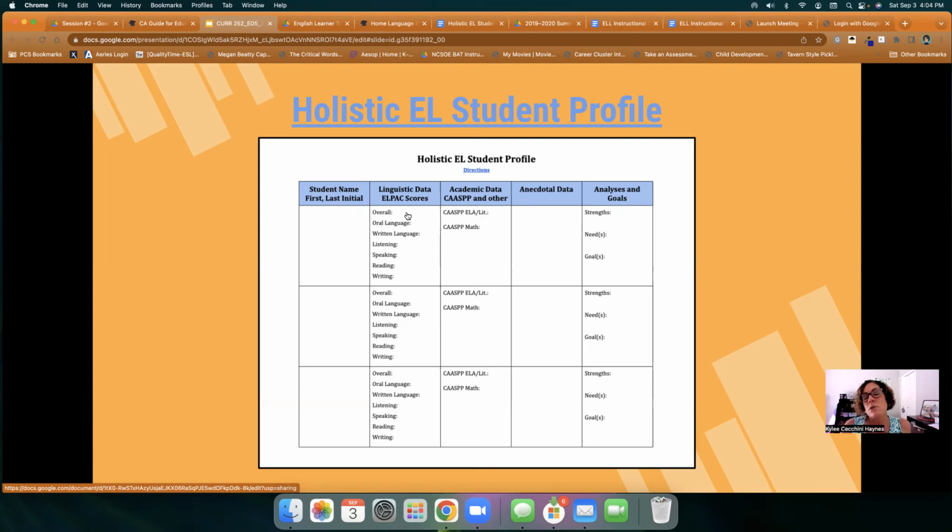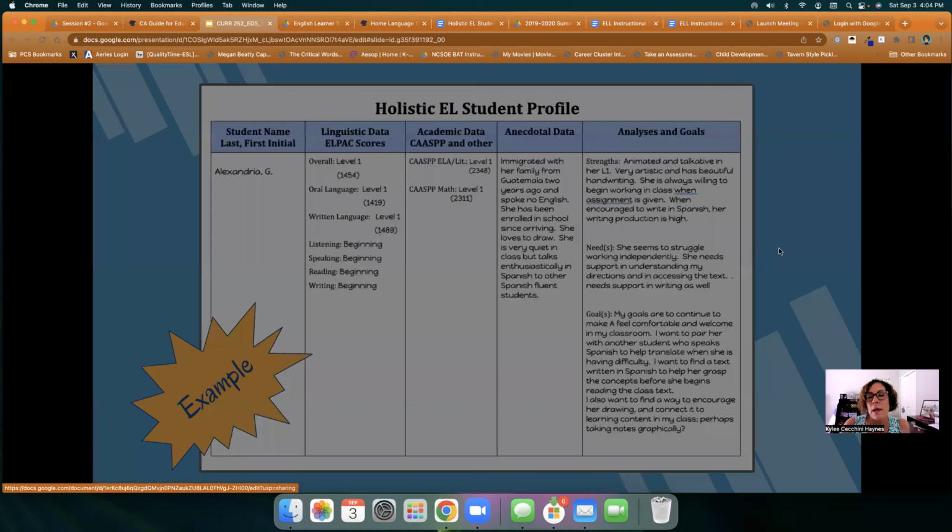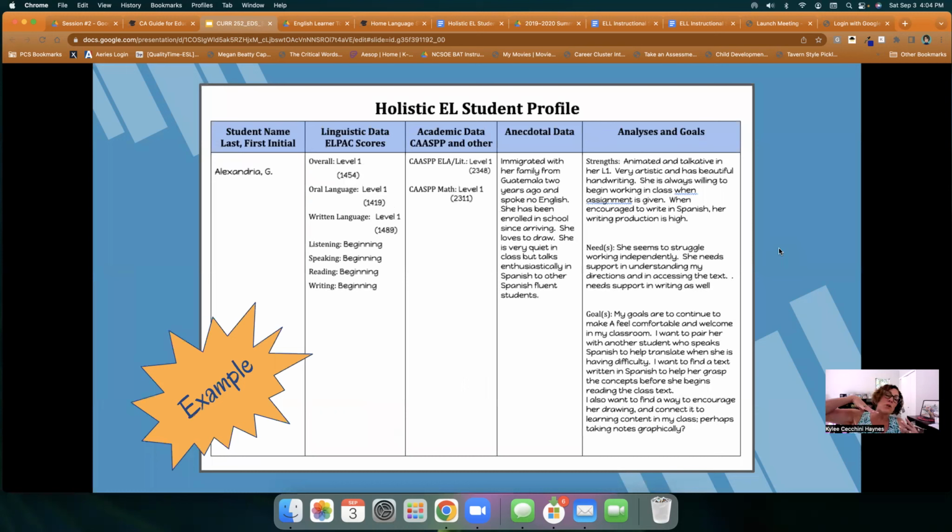All right, then I would also need to get the CASP data for Alexandra, her English Language Arts CASP score, and then her math score. All right, and then anecdotal data and analysis. So on this next slide, I've done it for you. This is what yours is going to look like-ish, right? So what I did for Alexandra, here you see level 1, there's her score, and then she's beginning in all of these, right? She was a level 1 in the CASP, there's her score, and level 1 in math, there's her score.